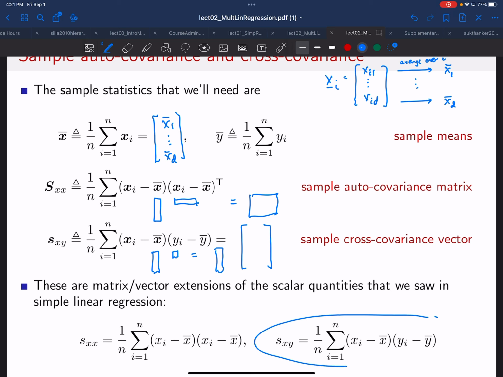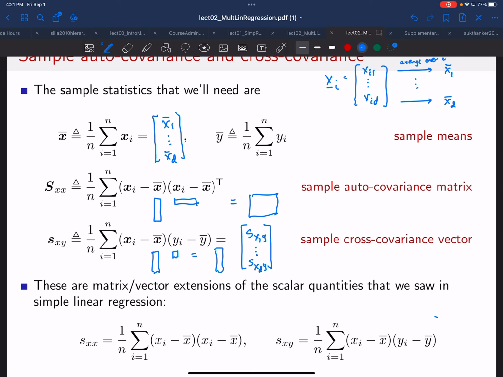So here is the version from last time. It's going to have a similar notation to this, but instead of xi, when I look at the first element, I'm going to have this first guy. So it's going to be s x1 y, and then go all the way down to the end, s xd y. So it's the cross covariance between the first one, x1 and y, second one x2 and y, all the way to xd and y.